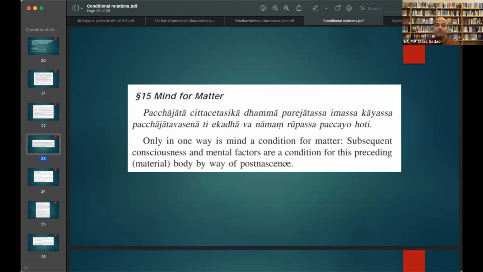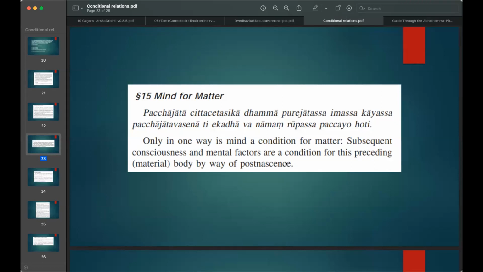Okay. Mind for matter. Only in one way is mind a condition for matter. Subsequent consciousness and mental factors are a condition for this preceding material body by way of postcognizance. Sorry, teacher, what is preceding body? The same body just in previous time or more meaning? Preceding body by way of postcognizance.